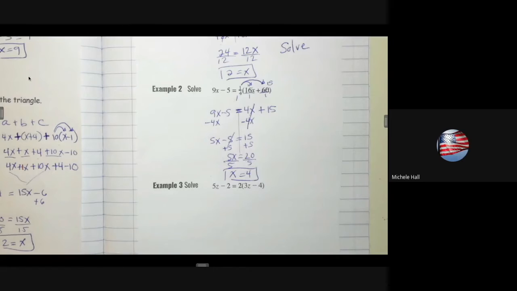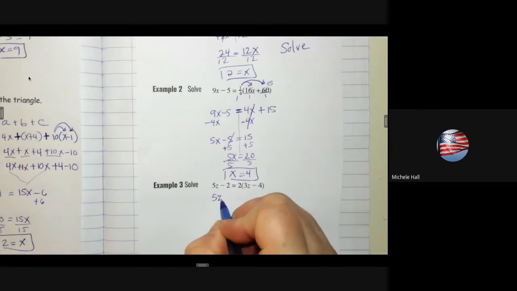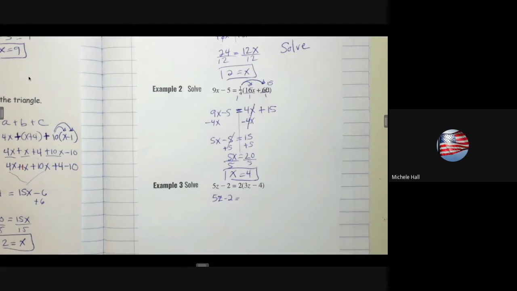Example 3, we're going to start with the distributive property. So we have 5z minus 2 equals 2 times 3z is 6z. 2 times negative 4 is negative 8. And now I'm ready to start shifting and collecting my z's on the same side of the equation.